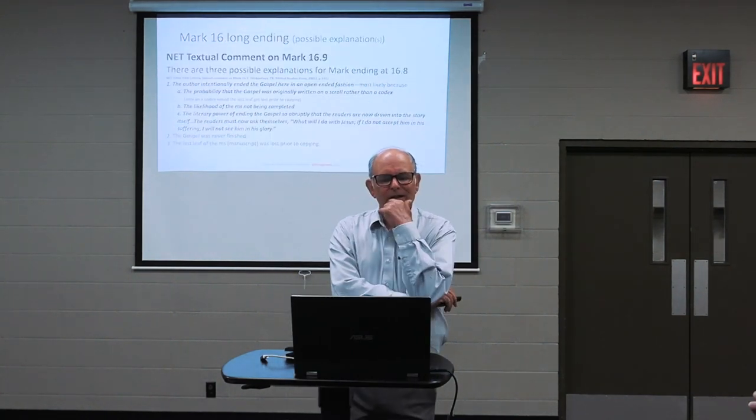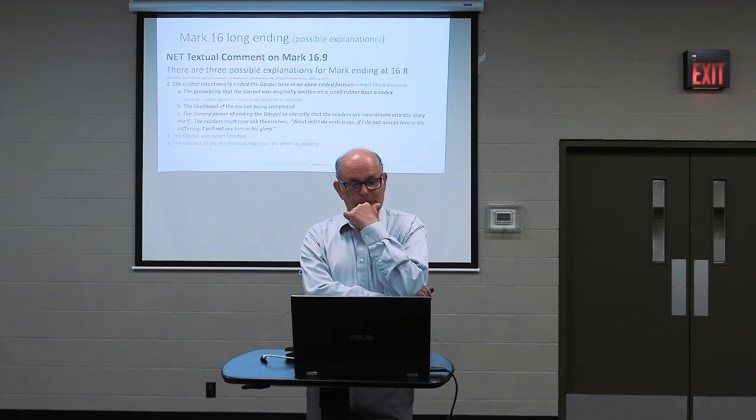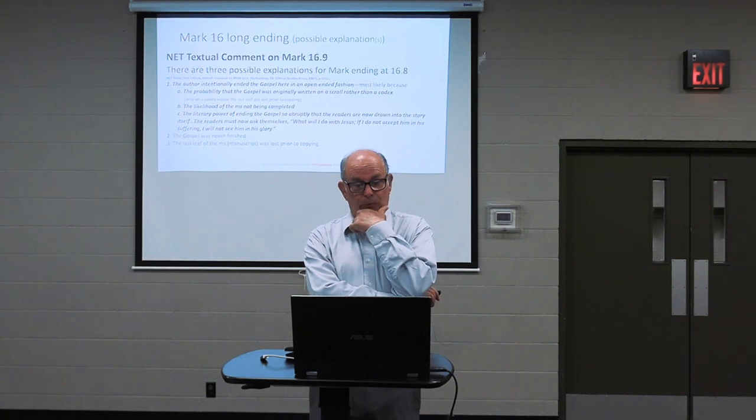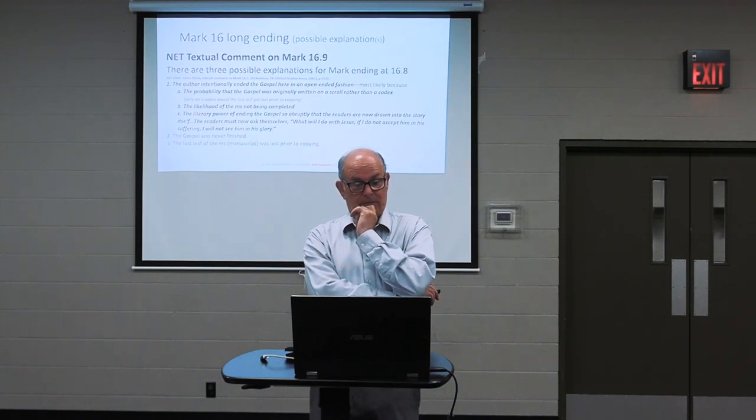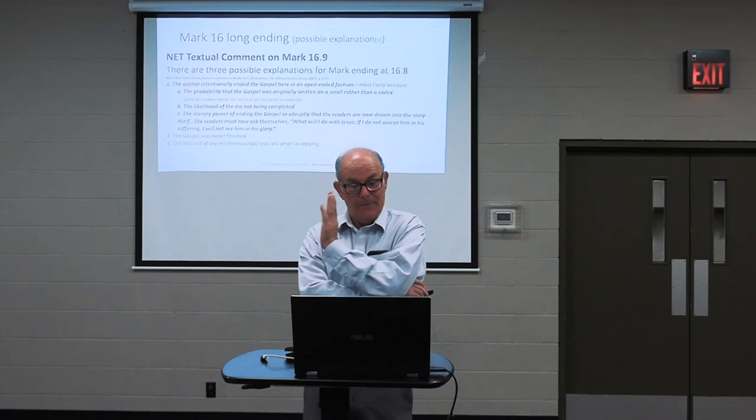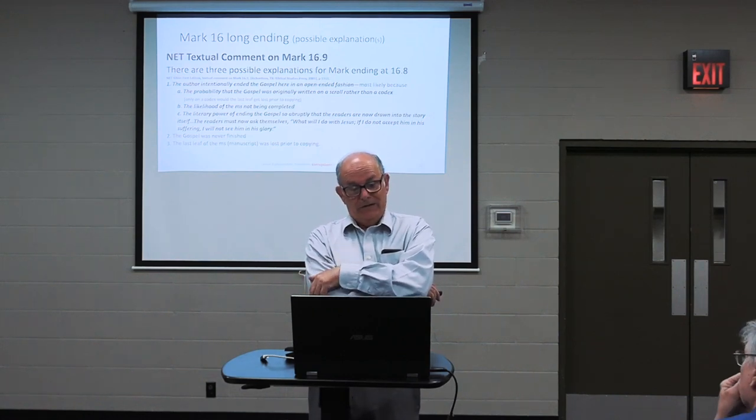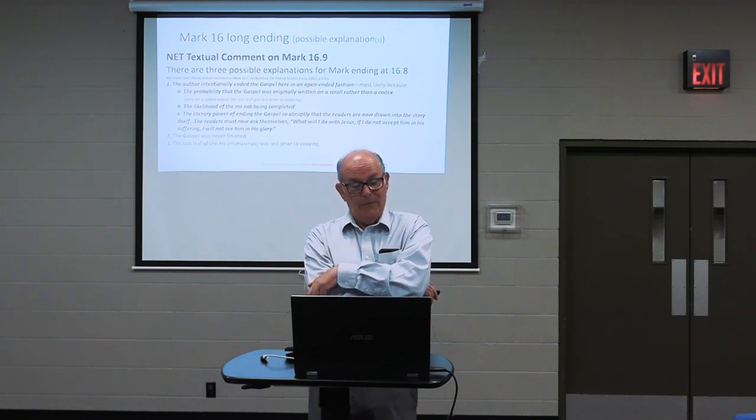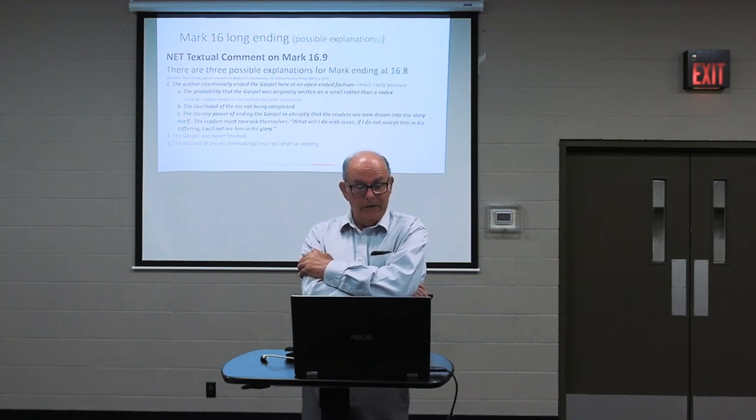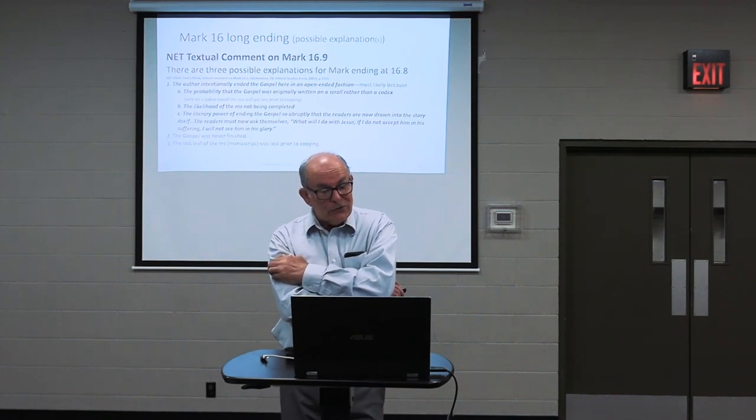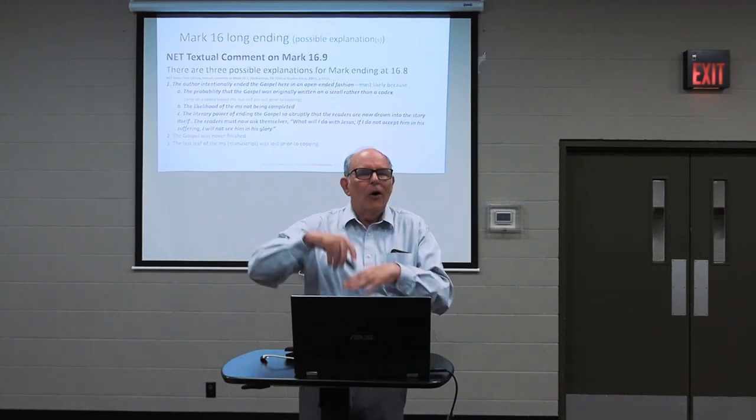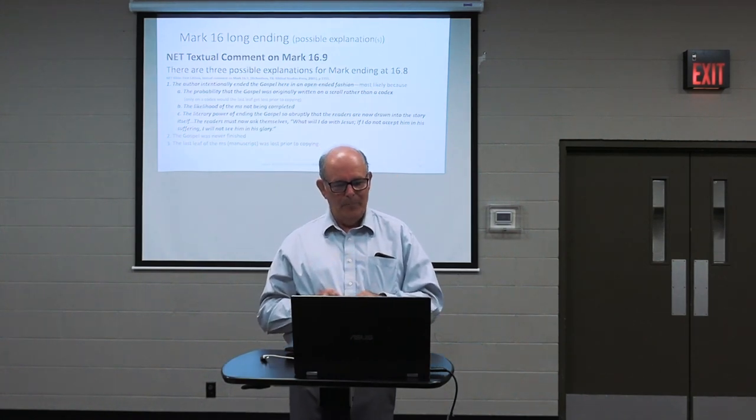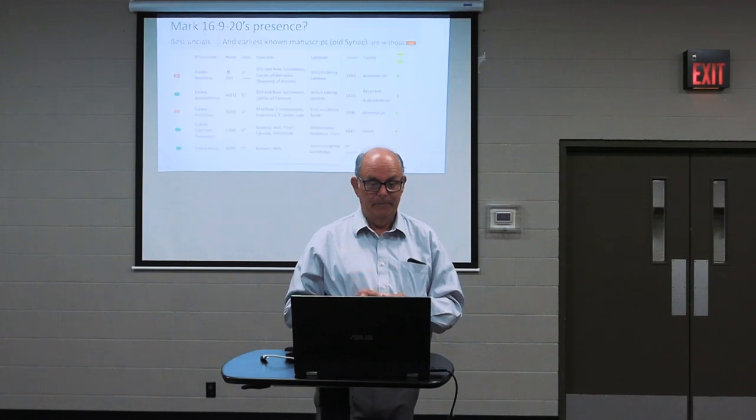So, possible explanations for the long ending. There are three possible explanations that I found. I didn't record where I got this, so I don't know where it came from. The author intentionally ended the gospel here in an open-ended fashion, or it was just never finished, or the last leaf of the manuscript was lost prior to copying. If you take the first one, ended in an open-ended fashion, the probability is the gospel was written on a scroll rather than a codex, or it just wasn't completed, or the literary ending of the gospel so abruptly that the readers are now drawn into the story itself. The readers must ask themselves, what do I do with Jesus if I don't accept his suffering and I don't see his glory? So all these are things that people said may be a possible explanation for the various endings.